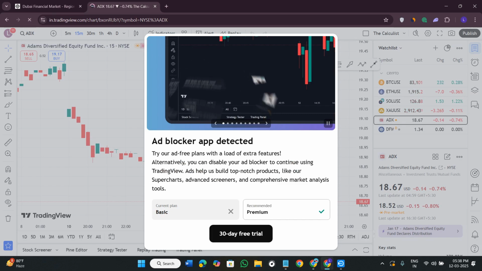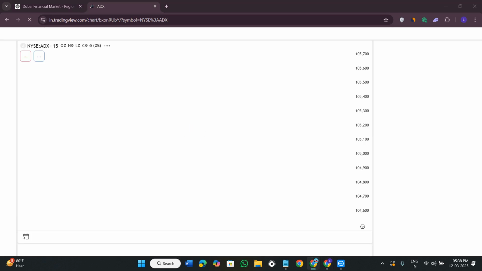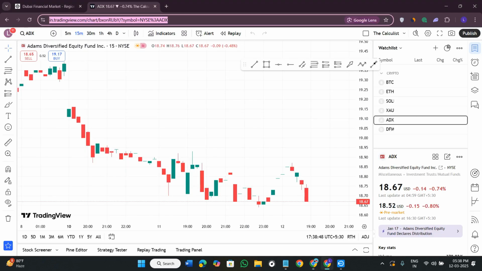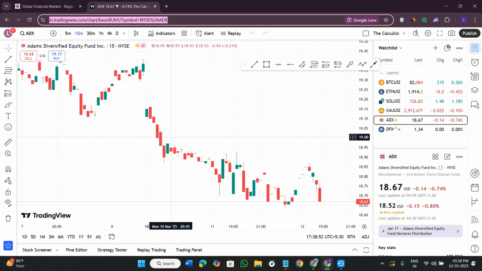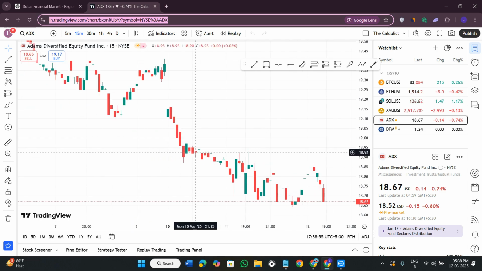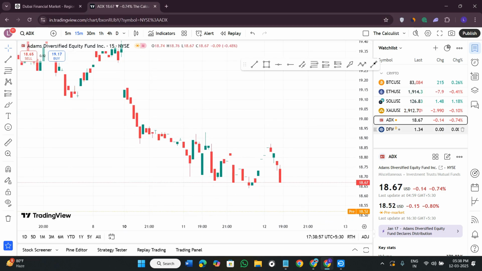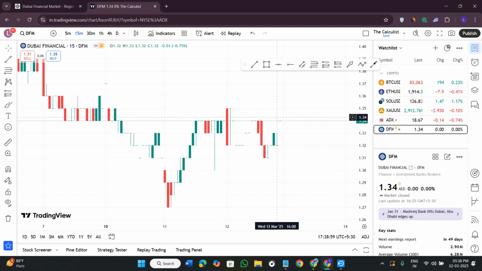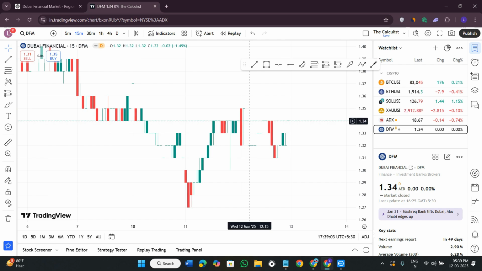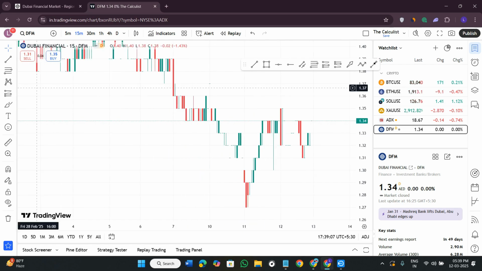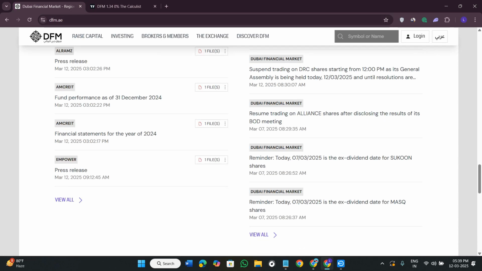So the first thing is to check the market performance. You need to use platforms like TradingView or investing.com to view the stocks on the Abu Dhabi Securities Exchange, that is ADX, or the Dubai Financial Market, that is DFM. The second thing is that you need to look for high dividend yields. You need to filter out the companies that actually offer high dividend payouts, as they provide regular passive income.